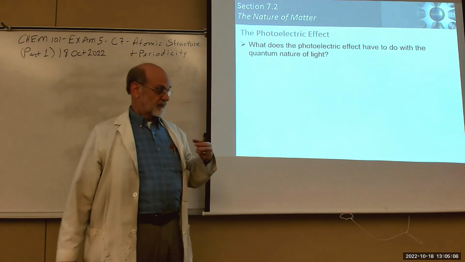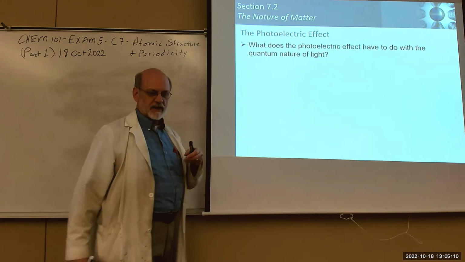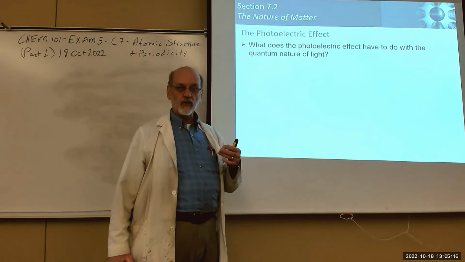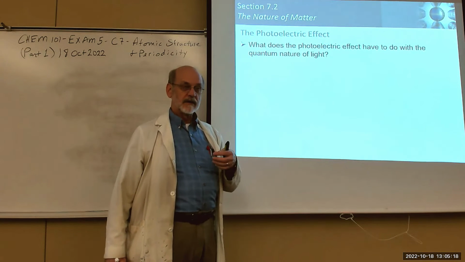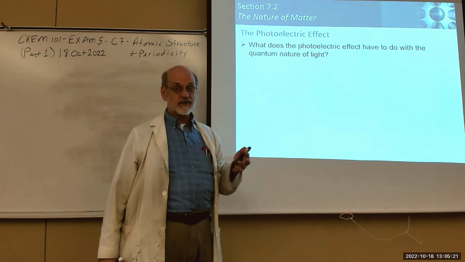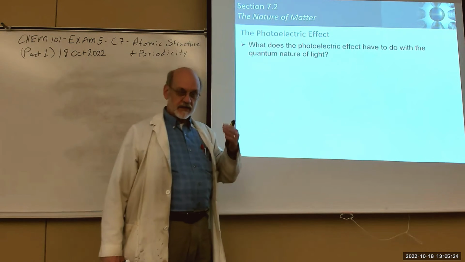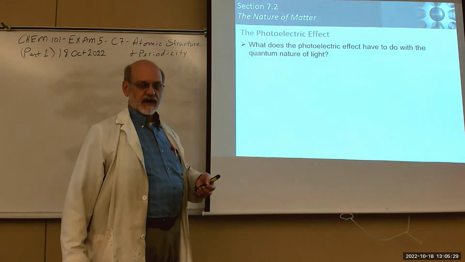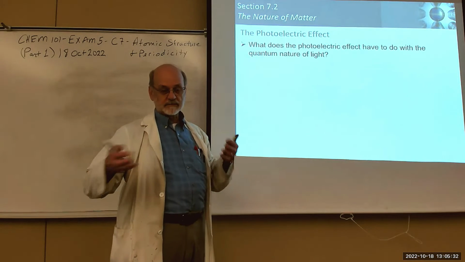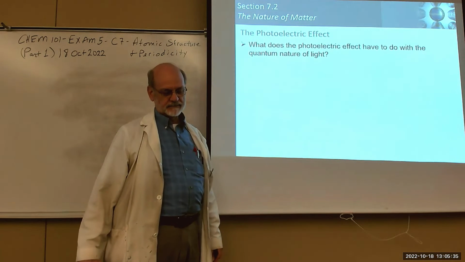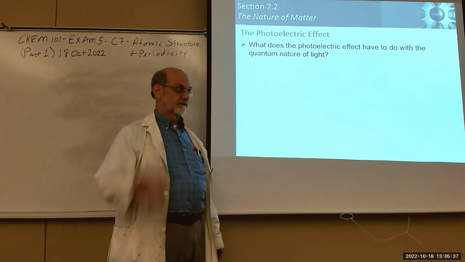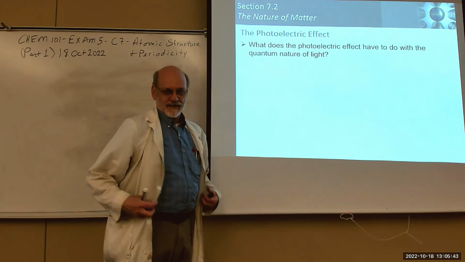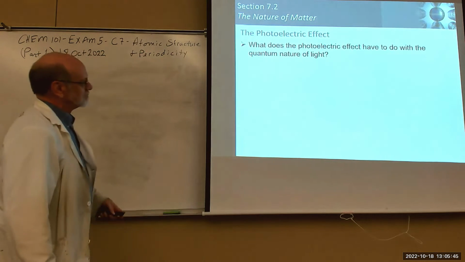So some metals will eject electrons with orange wavelengths. Some won't eject until you get to the violet, and some won't even eject until you get to the ultraviolet. So you need more and more energy in that photon in order to get electrons ejected. And that's the basis of our solar panels, the photoelectric effect. Okay.